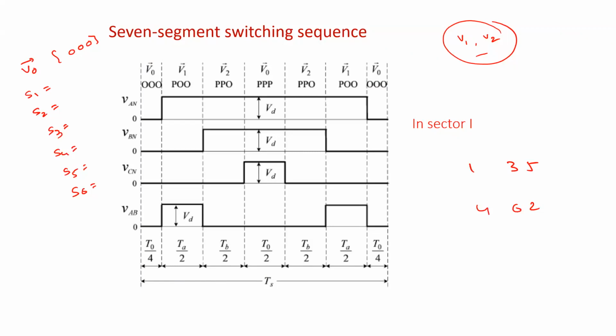If it is 0, 0 state, right? So which switches are actually on? S4, S6 and S2 are on, right? So this value is 0. So this is 1. So S3 is 0. So S4 is 1 and S5 is 0 and this is 1.